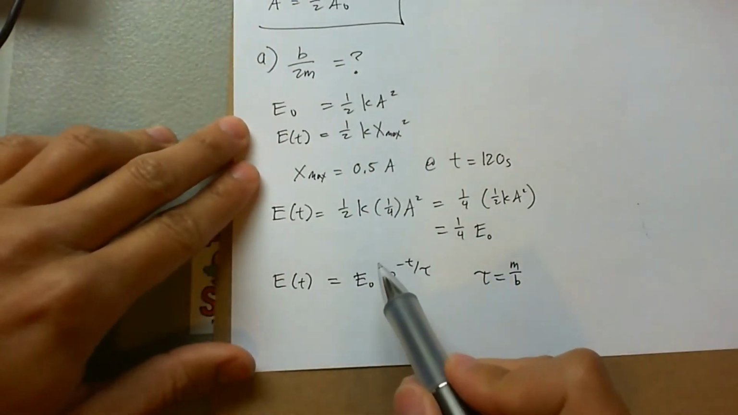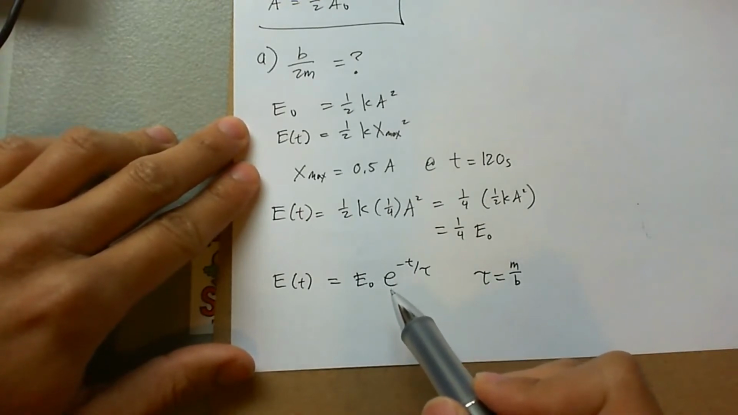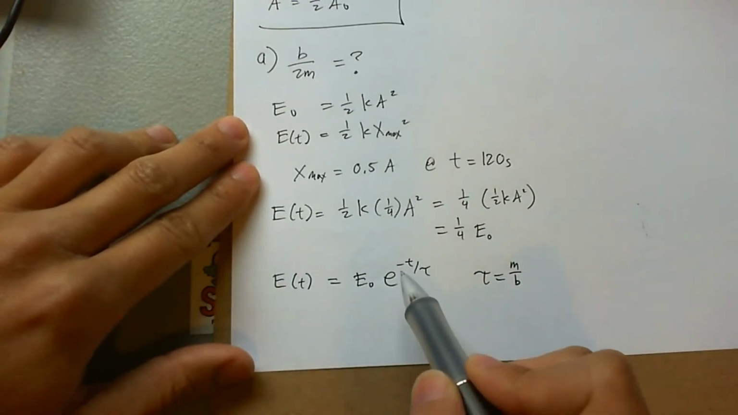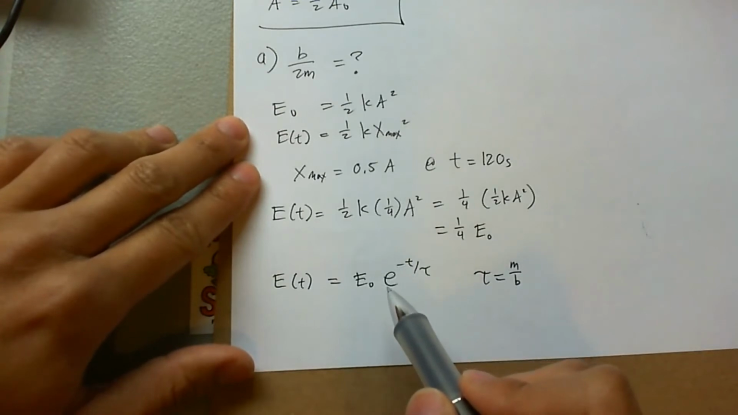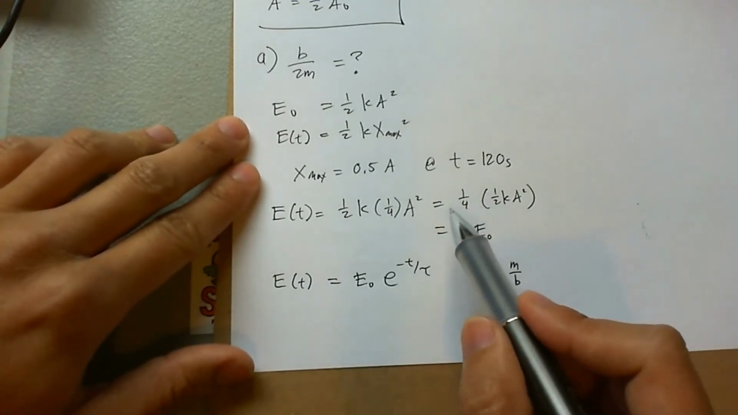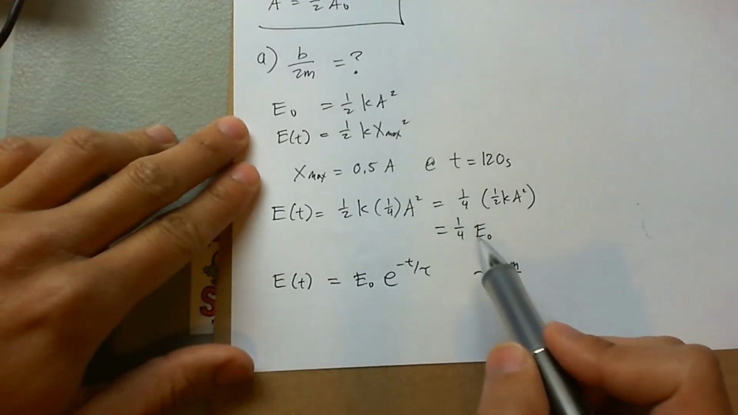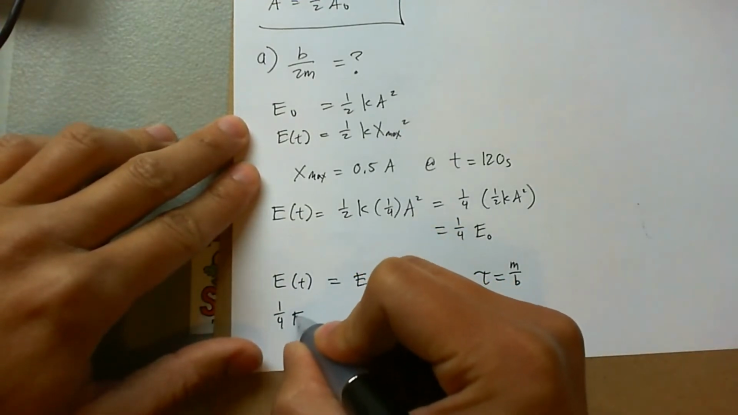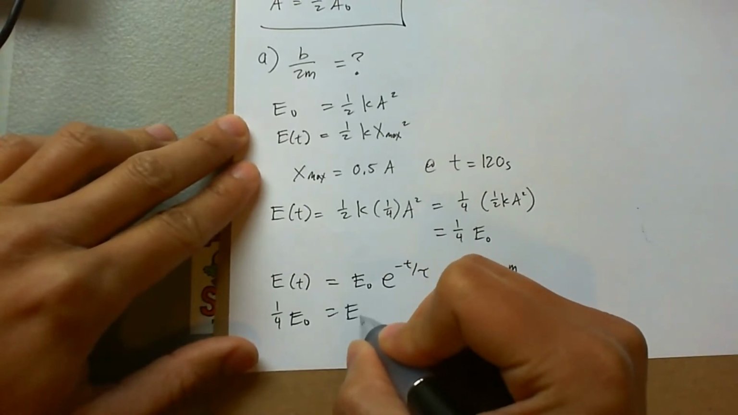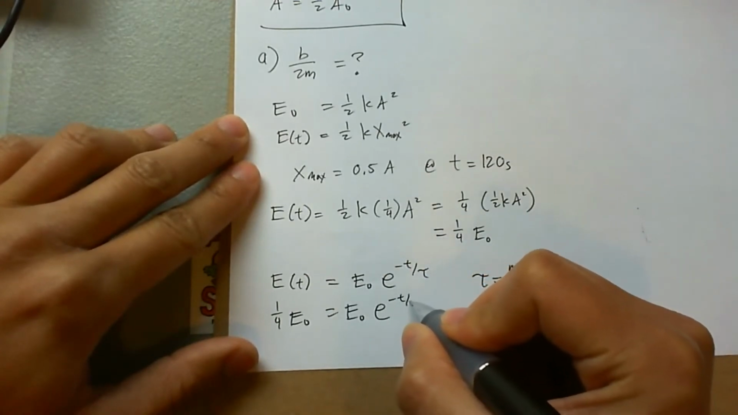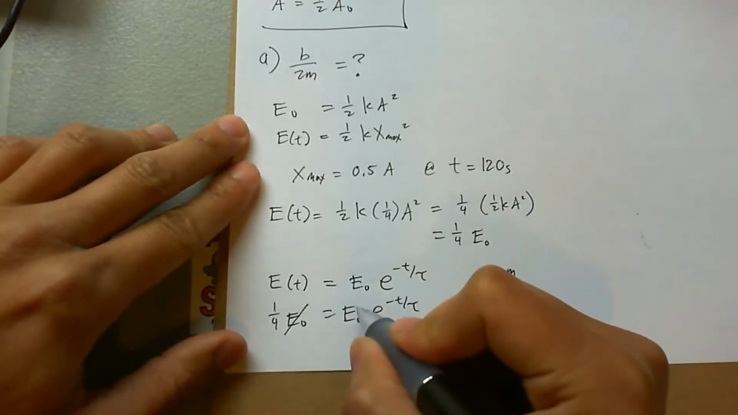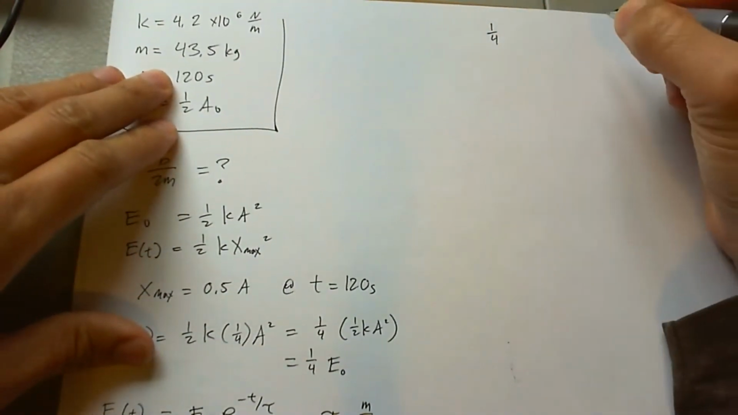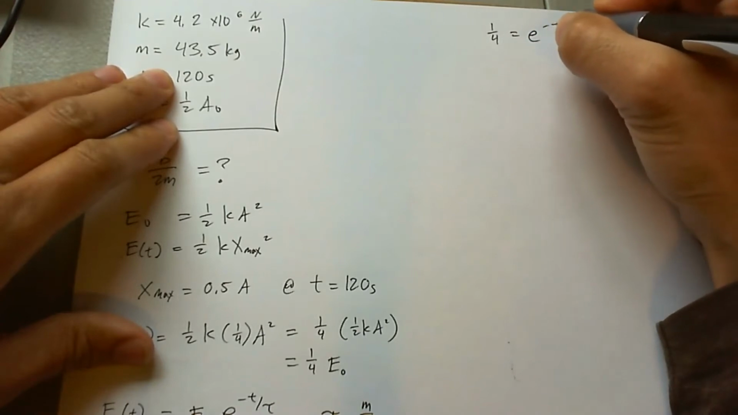We do this by first getting this in terms of E naught and simplifying, and then getting rid of the exponential function by taking the natural log of both sides. Let's plug in 1/4 E naught for E of t. 1/4 E naught is equal to E naught times the exponential of negative t over tau. The E naughts will cancel out, and what we have is 1/4 is equal to e to the negative t over tau.